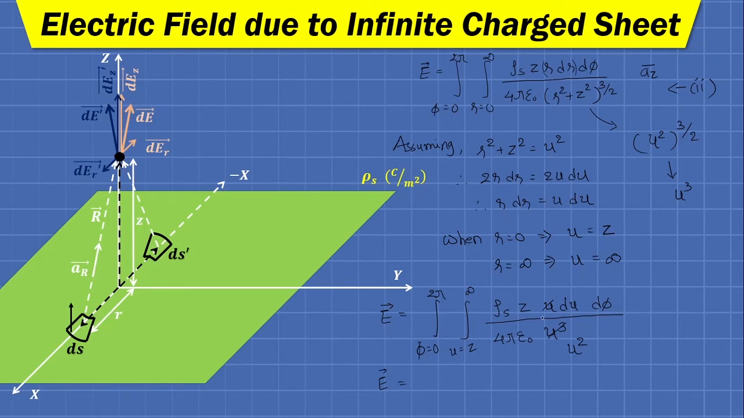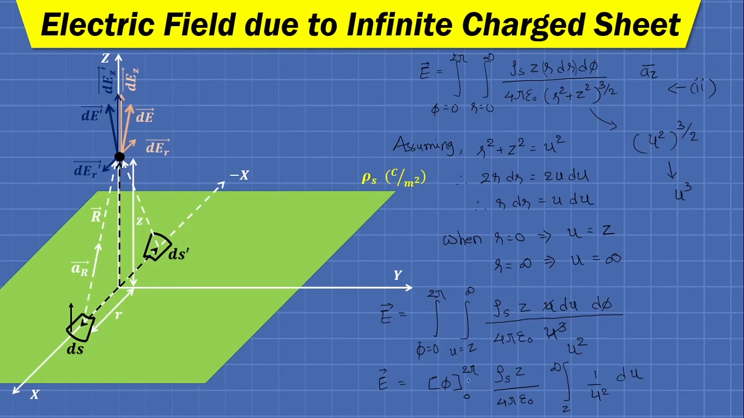E bar. So we can detach the integration with reference to phi as phi from 0 to 2 pi. Now this rho s being constant, z distance being constant, 4 pi epsilon 0 are also constants. So they will come out from the integration operation. Here the only integration will take place from z to infinity 1 upon u square du.